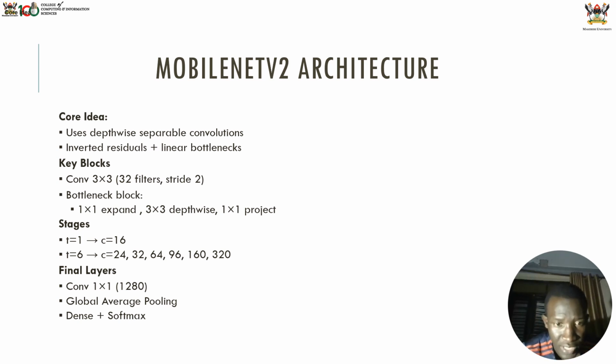Then you have the final layers, where we have the global average pooling, the dense layer, and then the softmax. Remember, the dense layer acts as the fully connected layer, which produces the output of the classes after the global average pooling.